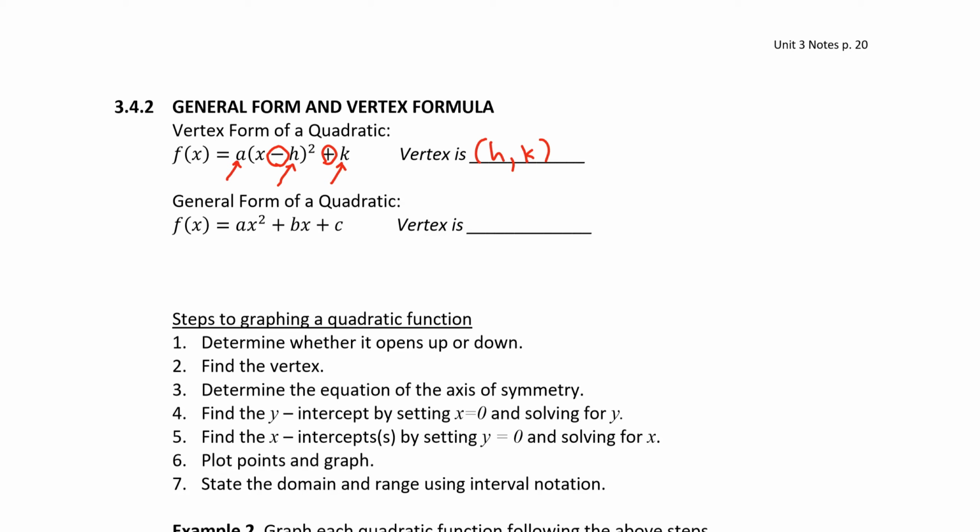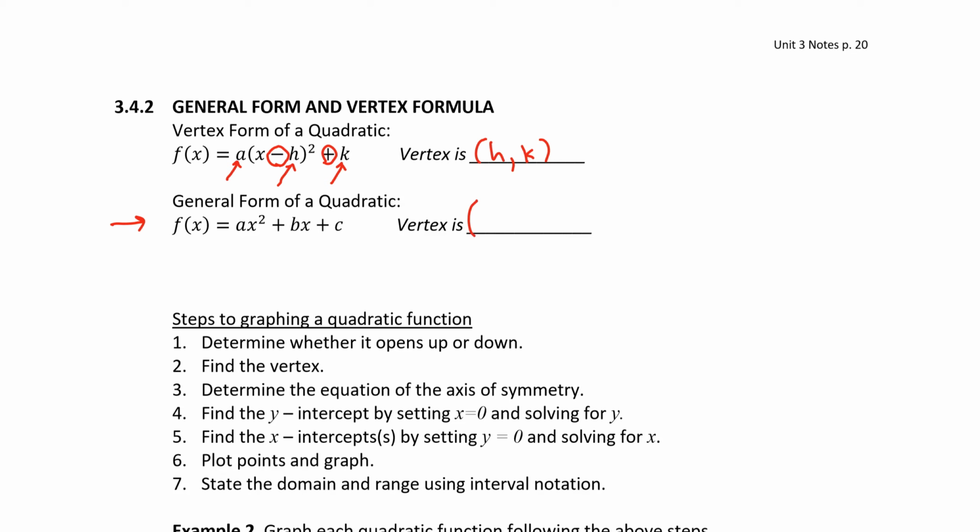However, if we were to multiply out the x minus h, distribute the a, and combine like terms, we would eventually end up with a parabola that looks something like this. This is called the general form of a quadratic. In this case, we cannot look at it and observe the transformations. So in this case, we will apply a vertex formula. This will remind you a little bit of the quadratic formula.